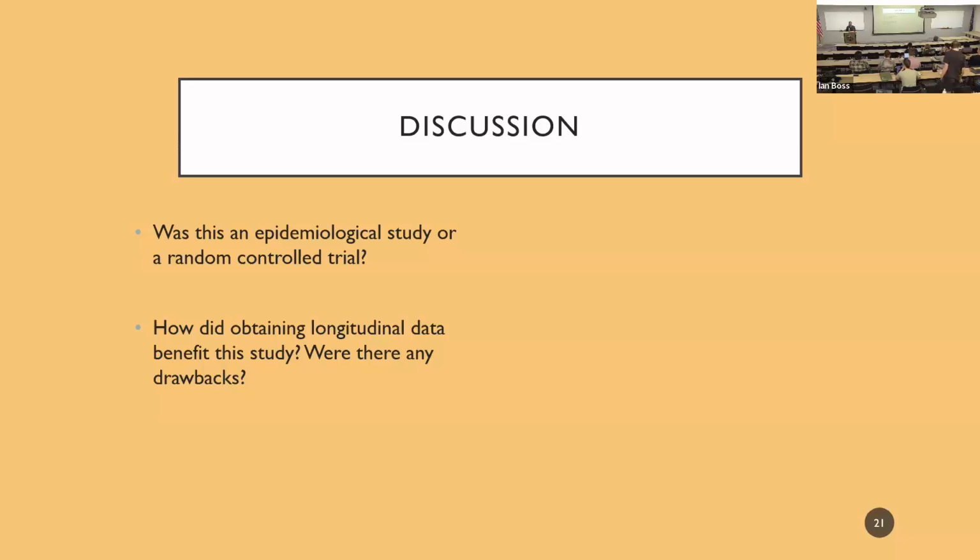All right, how did obtaining longitudinal data benefit the study? I do think there was an advantage there. I think there's an advantage when we're able to compare biomarkers or values from one time point to the first. Do you think there are any drawbacks to that though?